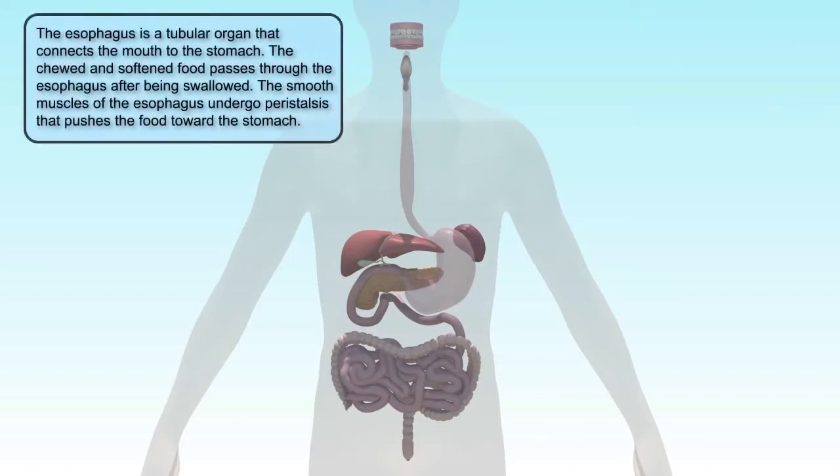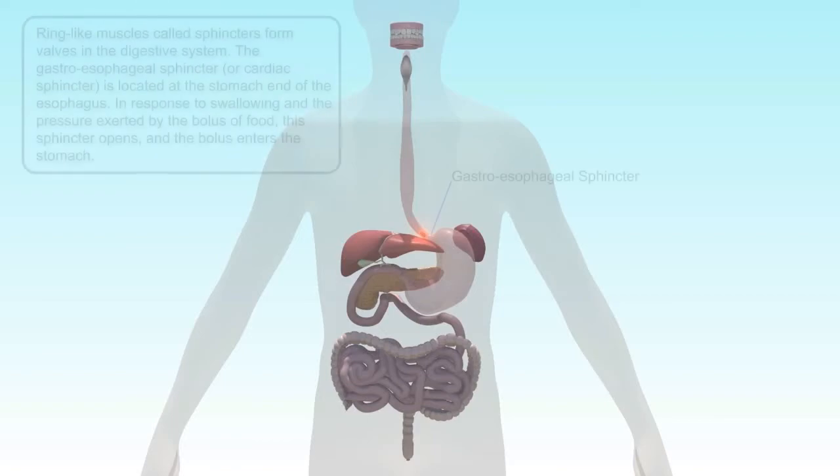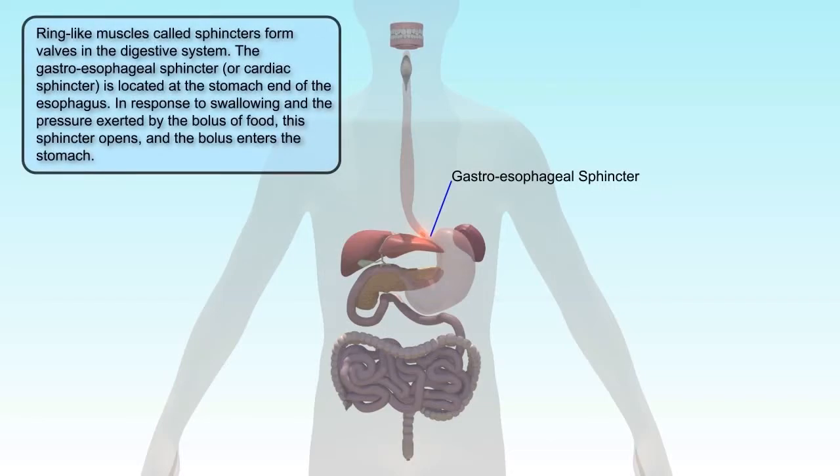The chewed food, after being swallowed, passes through the esophagus, a tubular organ that connects the mouth to the stomach. The smooth muscles of the esophagus undergo peristalsis that pushes the food toward the stomach. Ring-like muscles called sphincters form valves in the digestive system. The gastroesophageal sphincter is located at the stomach end of the esophagus.